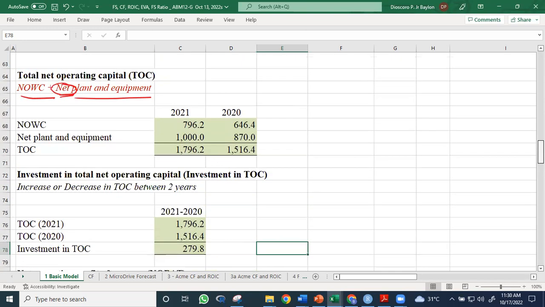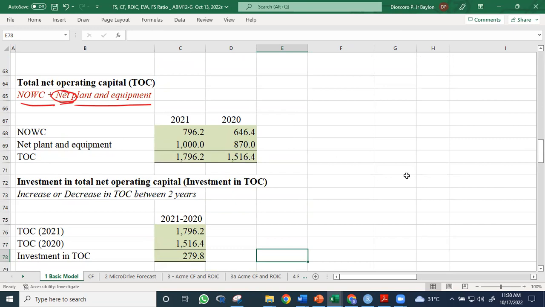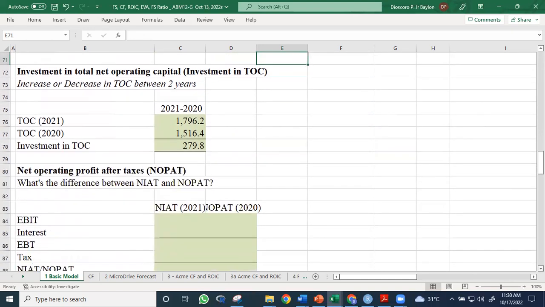This is how much was invested in 2021. At the beginning of the year, total operating capital amounted to 1516, and at the end of the year it became 1796.2. So what's the percentage increase? To get it, you take the current divided by the previous, then minus 1. So there was an 18.5% increase in total operating capital.